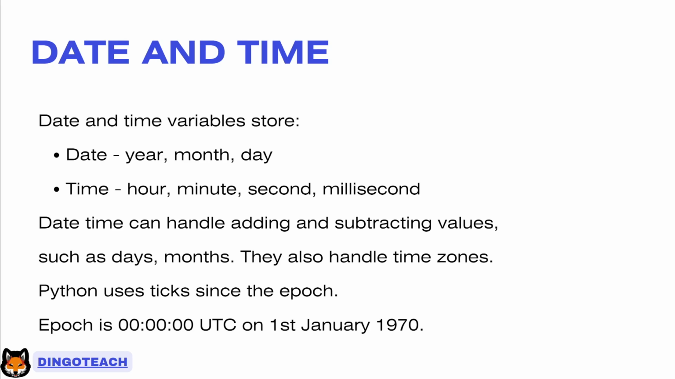What they do is they don't remember the day and the month and the year and the hour and the minute and the second separately. What they actually do is they remember how many ticks have passed since the epoch.